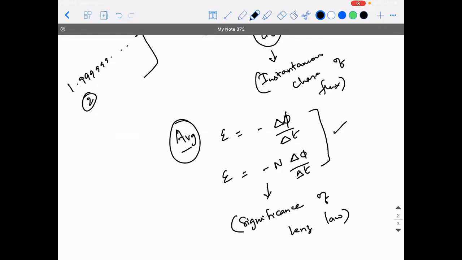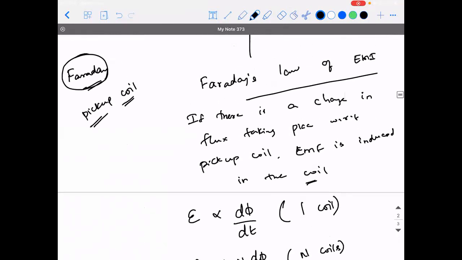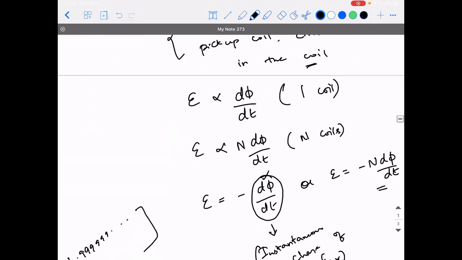Sir, can you show the Faraday's law of EMI definition? Yes, sir. This is a statement which I randomly wrote. You can have a look in the notes, in the material. Let's discuss the concept alone.